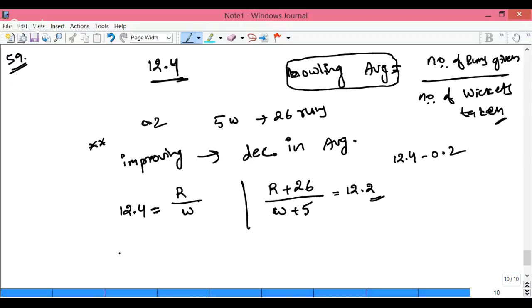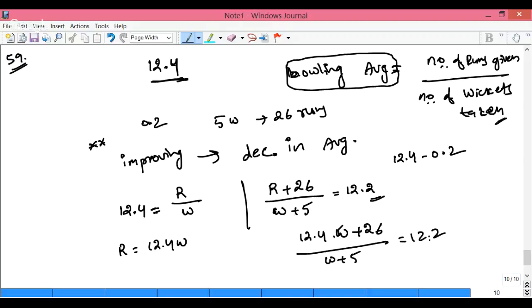Now from this you can get the total number of runs is equal to 12.4 W. Substitute directly here: (12.4 W plus 26) divided by (W plus 5) is equal to 12.2. Now when you solve this equation, you will get W equal to 175 wickets. So this is one method.